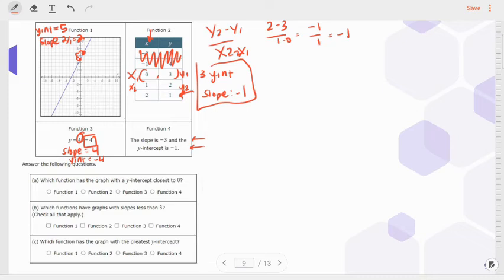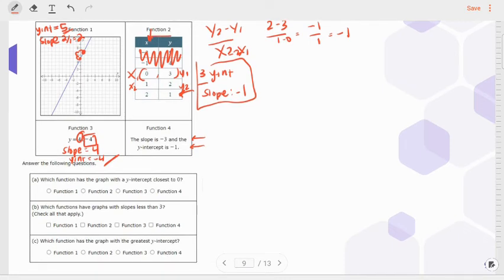Okay, so I'm looking at each of them. Number 1 has a y-intercept of 5. That's pretty far. Let's see if there's anything closer. This one has a y-intercept of 3. That's even closer. This has a y-intercept of -4. Well, while it's more negative, it's more spaces away from 0 than 3. So far, 2's winning. And then I jump to the last one. It says -1. So this is only 1 space away from 0.